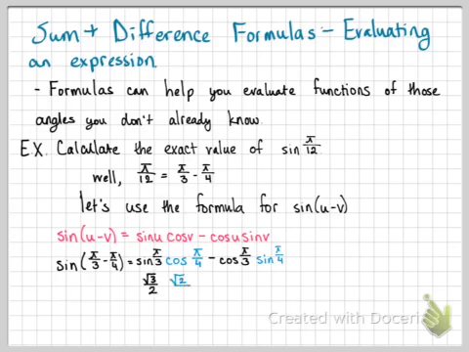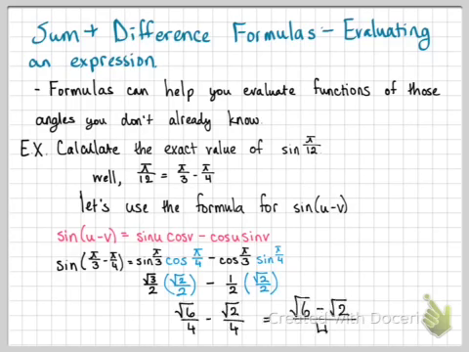So, sine of pi thirds is square root 3 divided by 2, cosine of pi fourths is square root 2 divided by 2, minus that 1/2 for cosine of pi thirds, times square root of 2 divided by 2 for sine of pi fourths. And voila! We know exactly what sine of pi twelfths is. It is the square root of 6 minus the square root of 2 divided by 4.